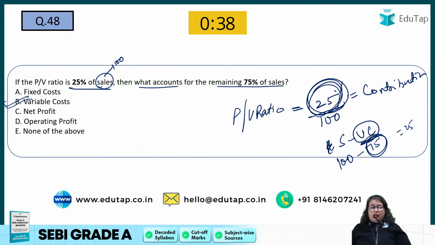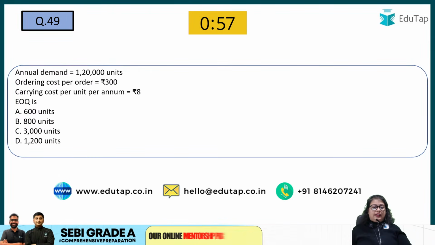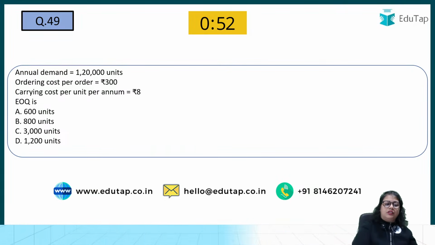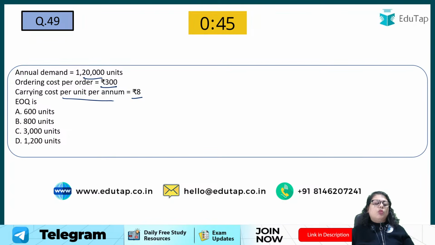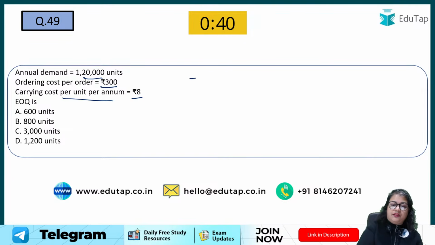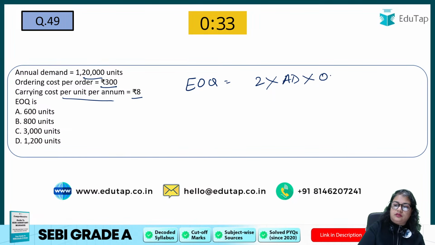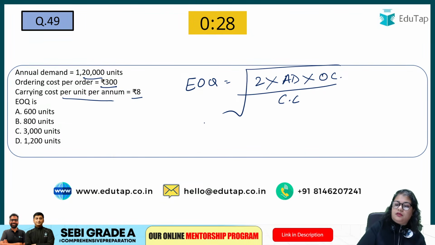Okay, next. Question number 49. Again, a numerical and a formula based question. Annual demand is given to you 1,20,000 units. Ordering cost per order is given to you 300. Carrying cost per unit per annum is given to you 8 rupees. What will be the EOQ? That is economic order quantity. What is economic order quantity? If you know the formula, that will be 2 into annual demand into the ordering cost, divided by the carrying cost, and it's under root.